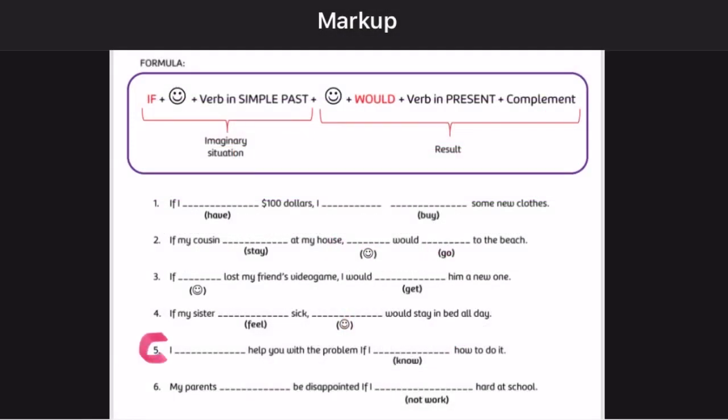Okay, now let me help you with number 5. We start here with the part of the result, okay? So it says, that means we already have our subject. Then we have to put the word would. I would, we have to write it on the line. Then we have to put the verb in present. In this case, we already have that. It says, I would help. That's the verb in present. And then we have a complement, help you with the problem.